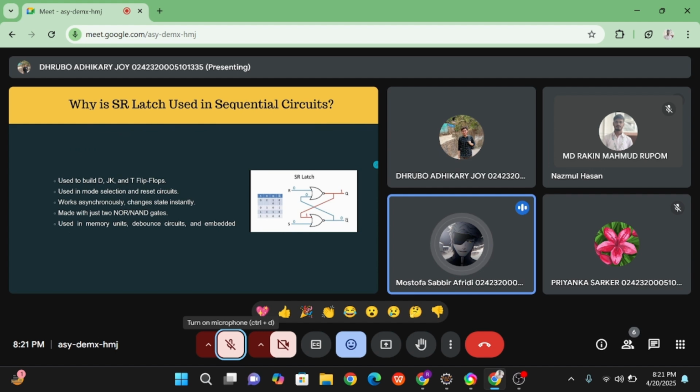So why is the SR latch used in sequential circuits? Used to build D, JK, and T flip-flops. Used in mode selection and reset circuits. Works asynchronously, changing state instantly. Made with just two NOR or NAND gates. Used in memory units, debounce circuits, and embedded systems.